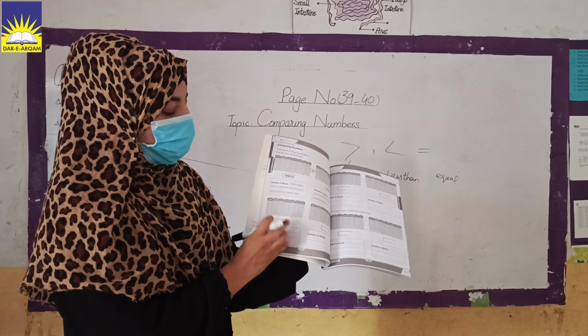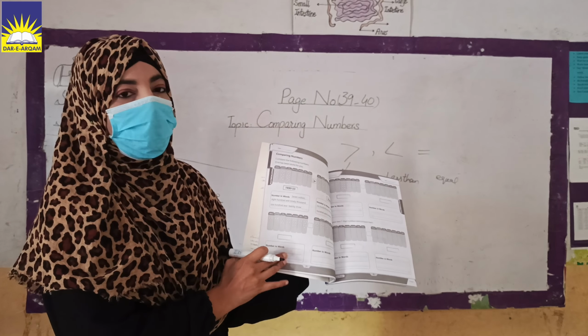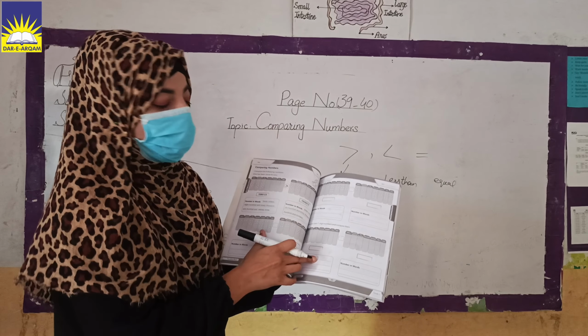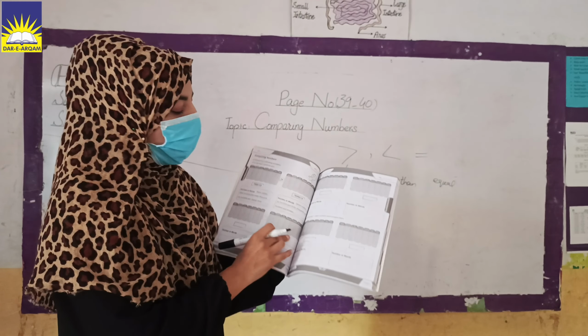So now you have to write these numbers in English, like 2 million, 3 million, 500 etc. Next page, you have to solve with a similar method.